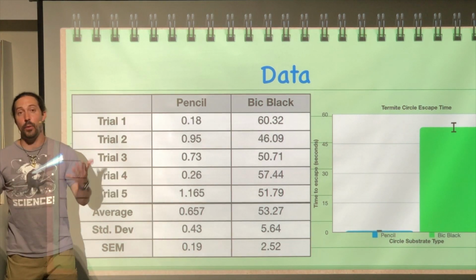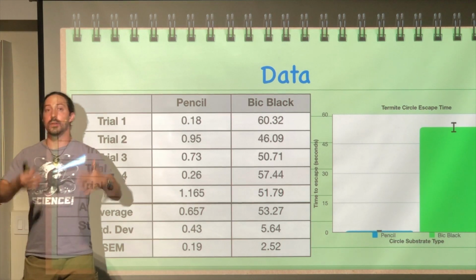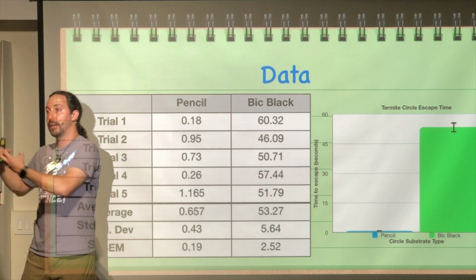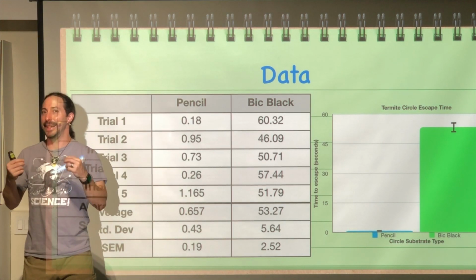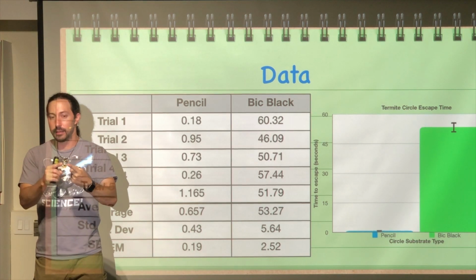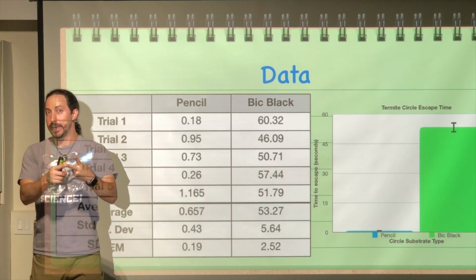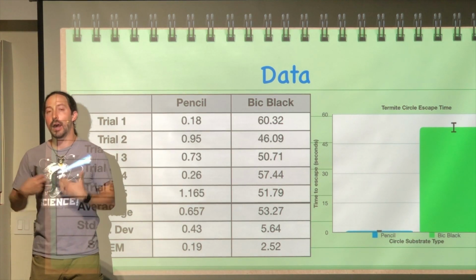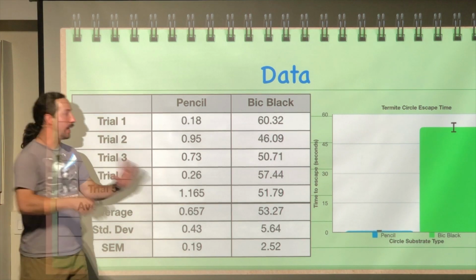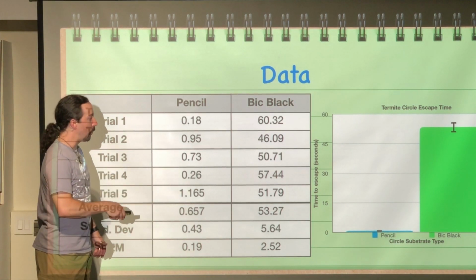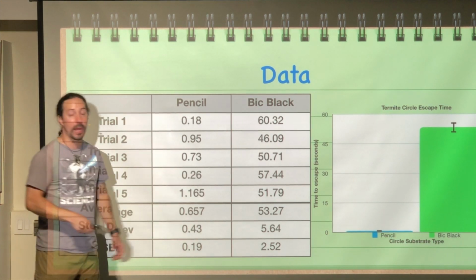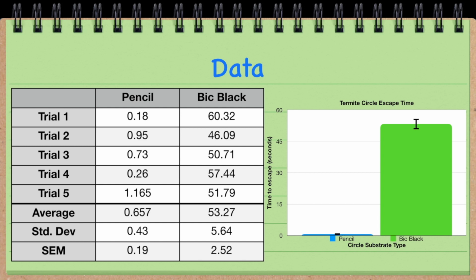Now, this doesn't have to be where I end. Yes, I've shown that the termites will spend more time within the ink than within the pencil circle. But is it black ink? Is it Bic ink? What is the reason behind it staying in that specific circle? I don't know. All I know is that in this case, if we do the comparison with the pencil, our control group, or the experimental group of our black Bic pen, it spent a significantly longer amount of time in the black Bic pen circle.